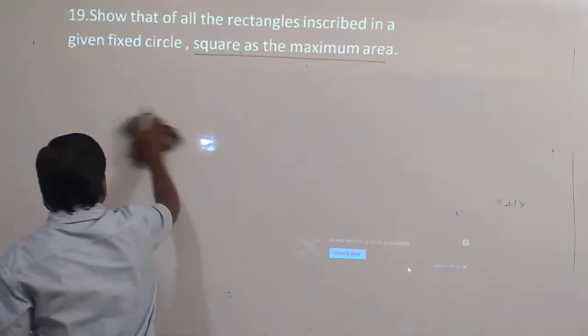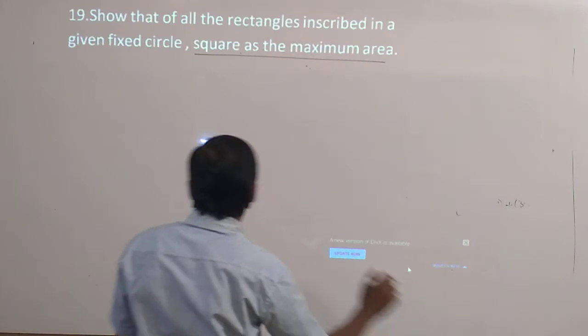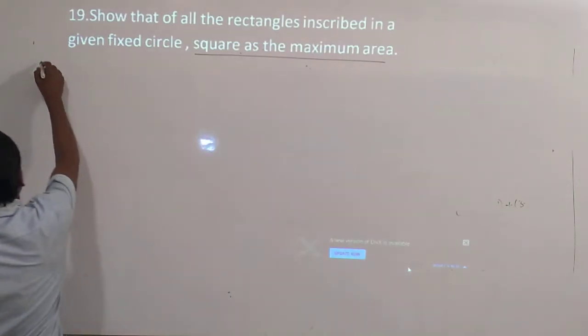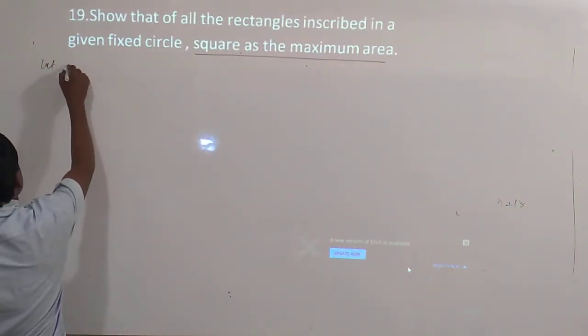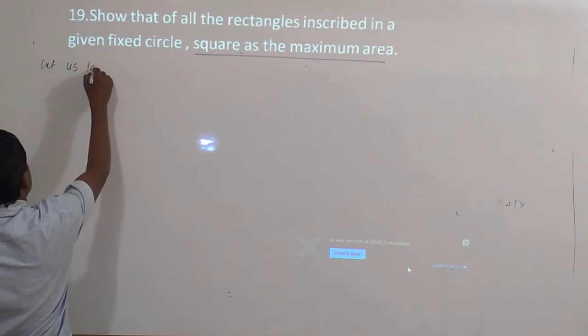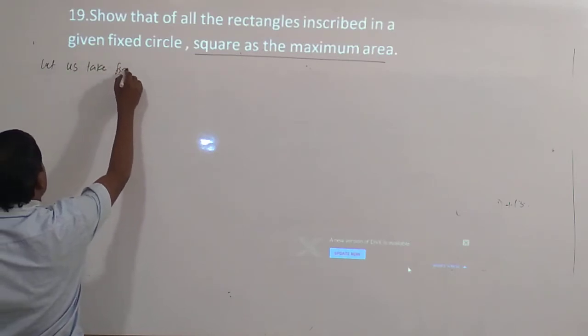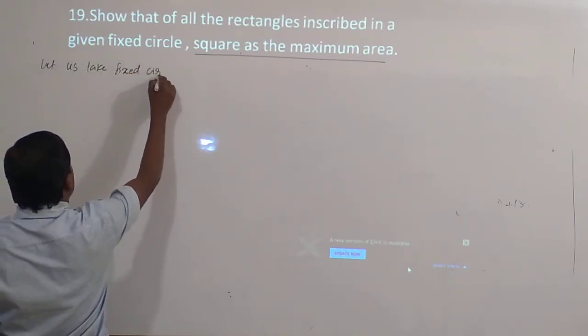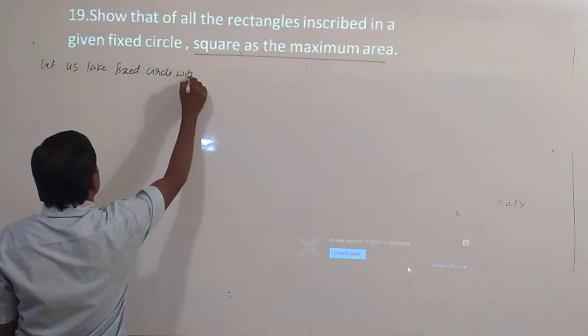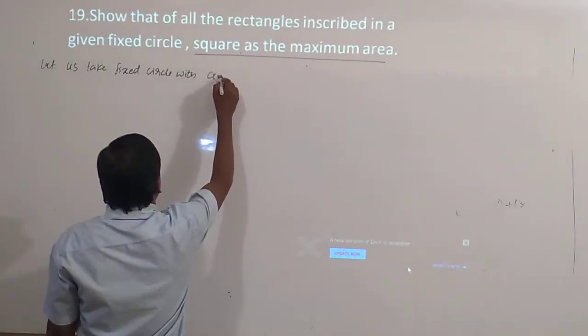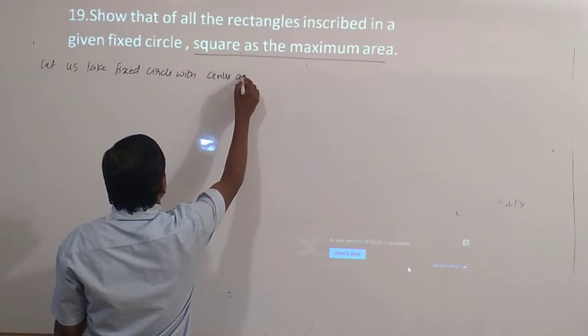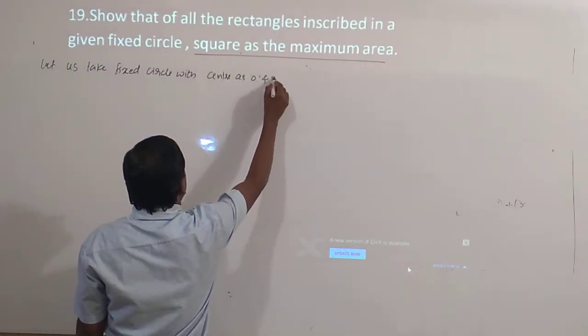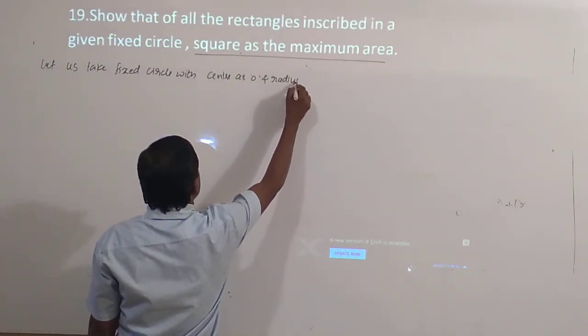So let us consider, let us take a fixed circle with center as O and radius as R.